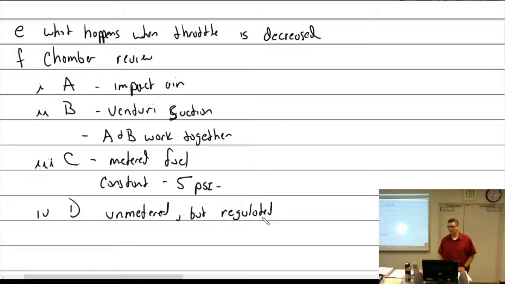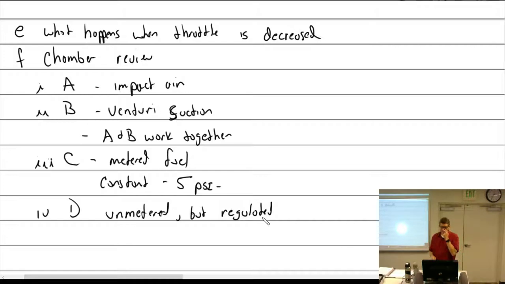What's the difference between metered and regulated? Well, it's been past the metering jets, then it becomes metered. But it is regulated because it had to go through the poppet valve and that orifice. I wouldn't say metered is a constant. Let's go back to the float carburetors. It goes past the main metering jet, so it's metered now because it went past the jet. That orifice size doesn't change, right? But the pressure changes.